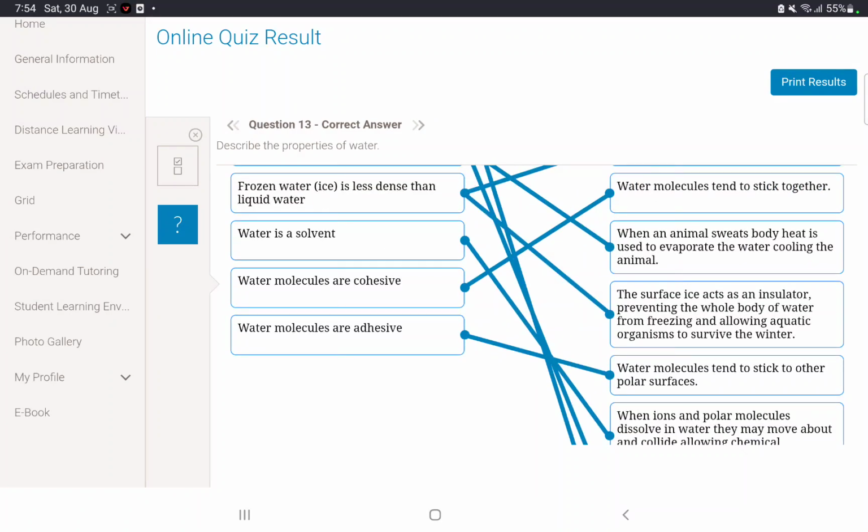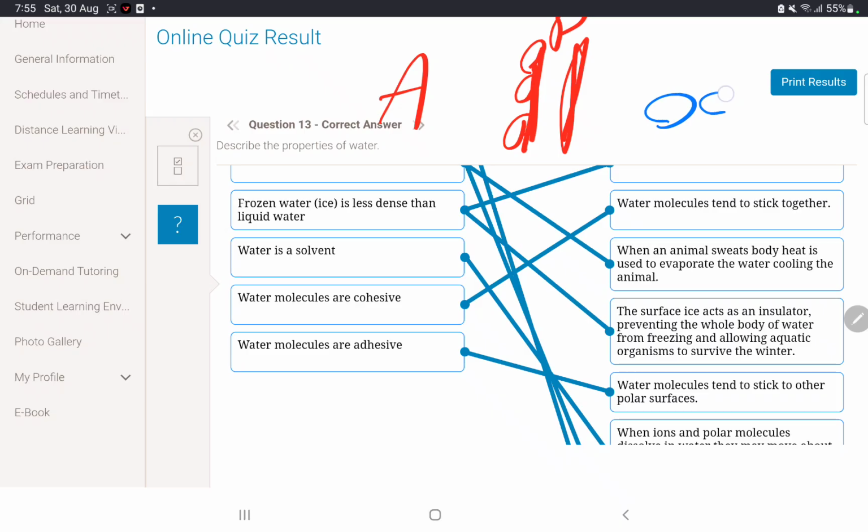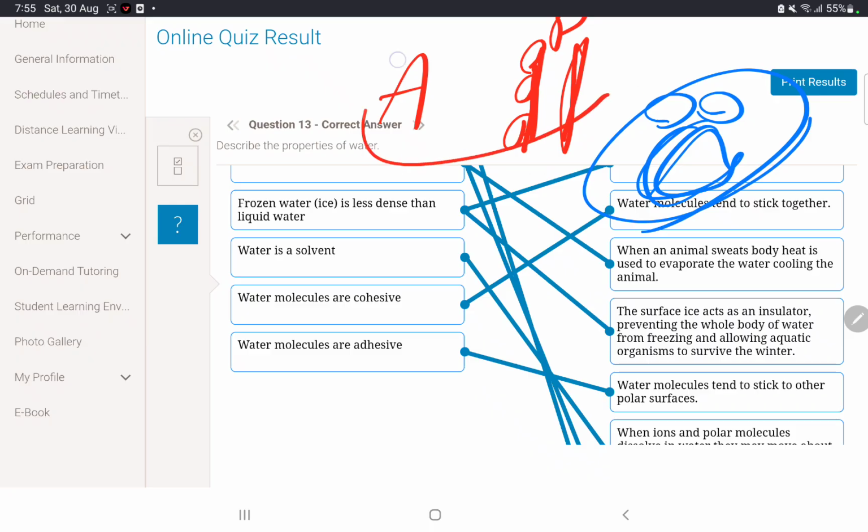Water molecules are cohesive. Okay. Cohesion, adhesion. Basically, this is a polar surface. Okay? Remember, this is a polar surface. Water can stick to polar surfaces. This is called adhesion. Water sticking with itself is cohesion. So cohesion is with itself. Adhesion is with polar surfaces. Please remember that. Okay?